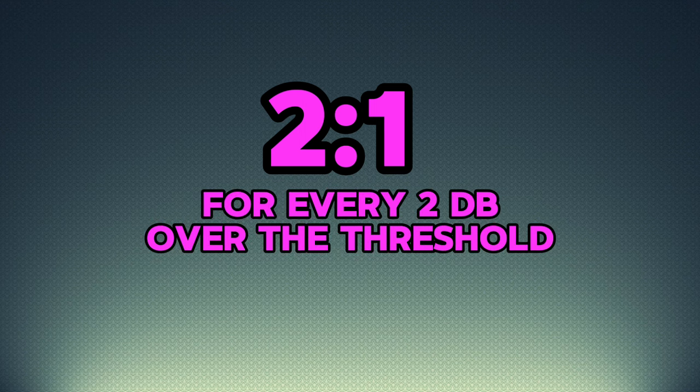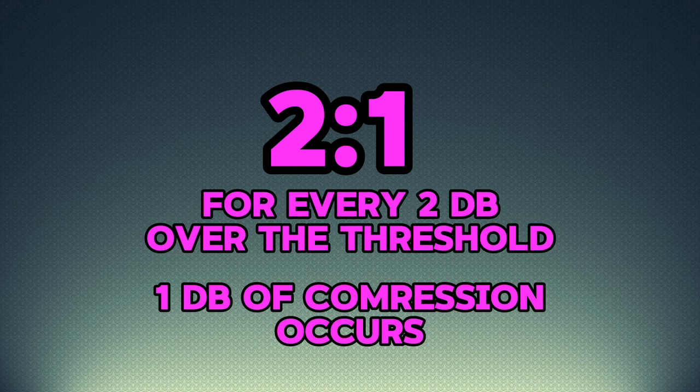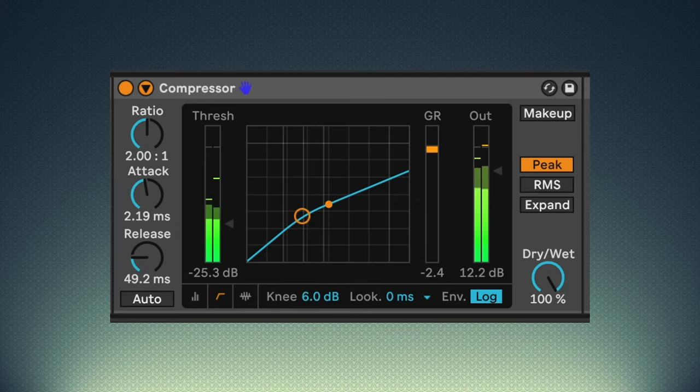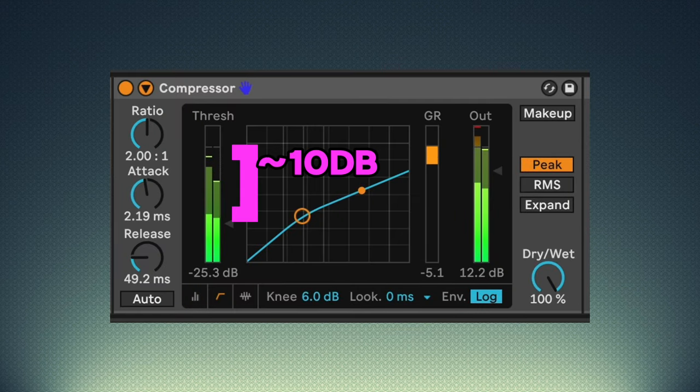The numbers represent how many decibels of compression happen per decibel over the threshold. So a ratio of 2:1 means that for every 2 decibels that we go over the threshold, it will reduce the volume by 1 decibel. So if we're at 10 decibels over the threshold, it will reduce that volume by 5 decibels. The best way to hear how each of these works is to turn them to their extremes one at a time.